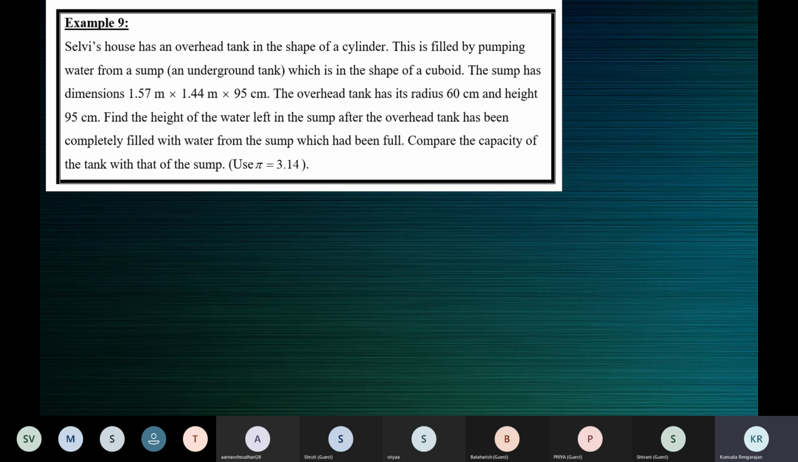Now the sump has an inlet pipe. Water is not flowing into the sump. So it was full of water. Now because some water is pumped to the overhead tank, the water level in the sump has reduced. You should find the height of the water in the sump. That is, there is some water remaining in the sump. What is the height of the water is what you'll have to find.